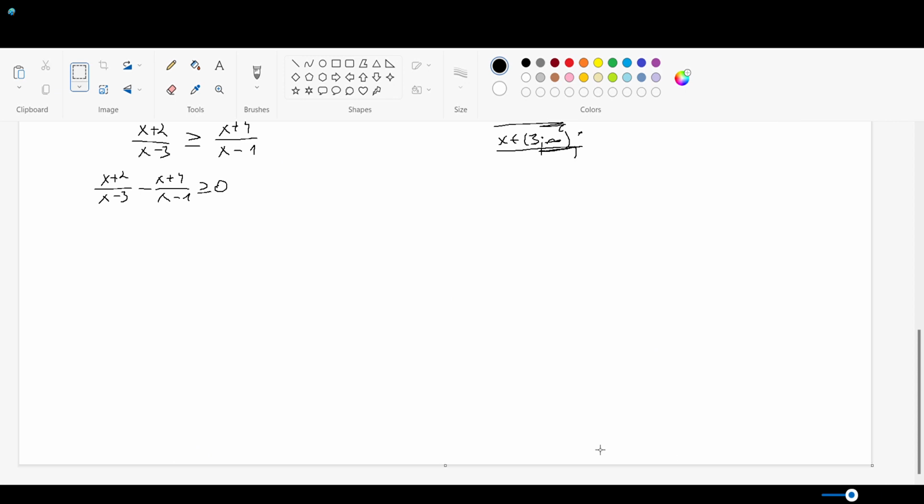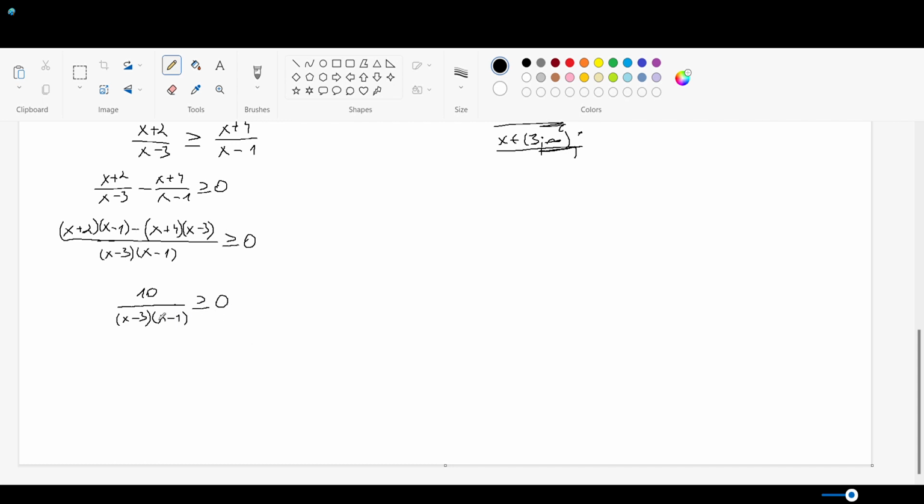Now we will find the common denominator, and you should probably already know why this is a good idea. We will remain with the multiplication of these two expressions, and the numerator will become (x plus 2) times (x minus 1), take away, I will leave the parentheses here, (x plus 4) times (x minus 3), is greater than or equal to 0. If you simplify the numerator, you will find out on your own, I'm not going to do this because of time, that the numerator value is 10 over (x minus 3) times (x minus 1) is greater than or equal to 0.